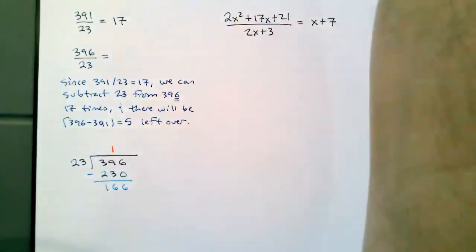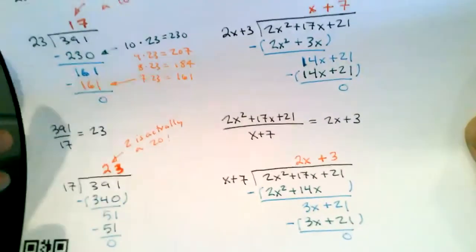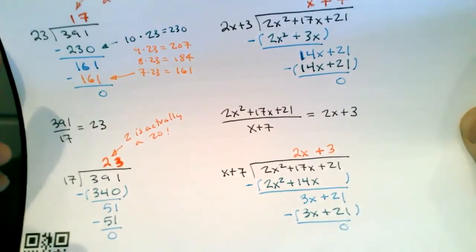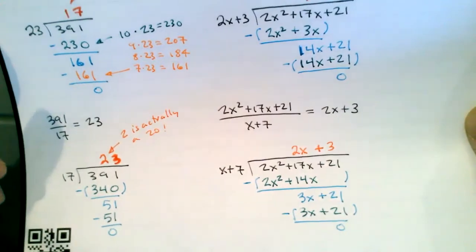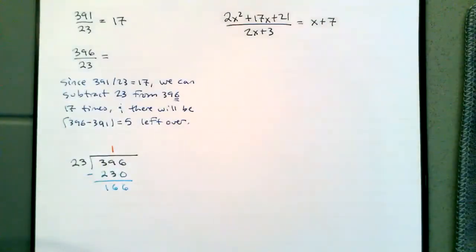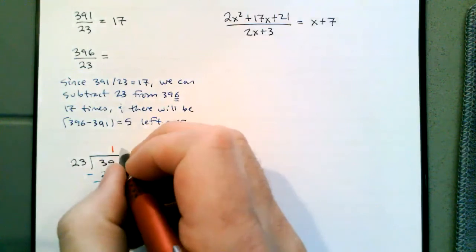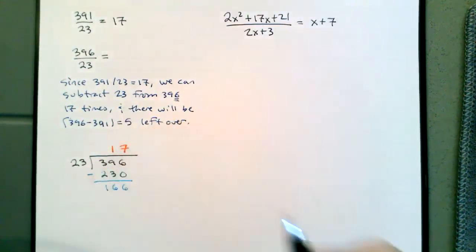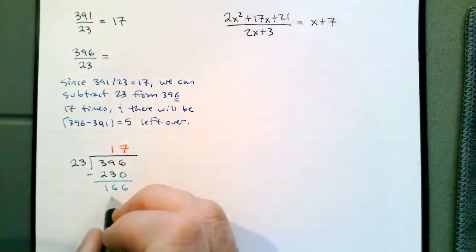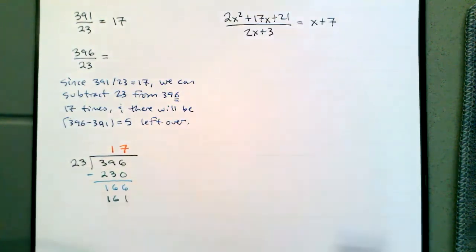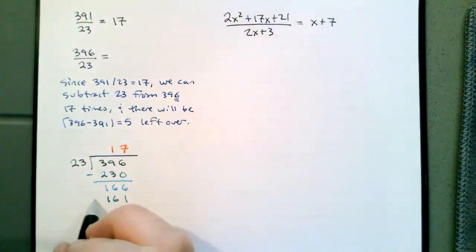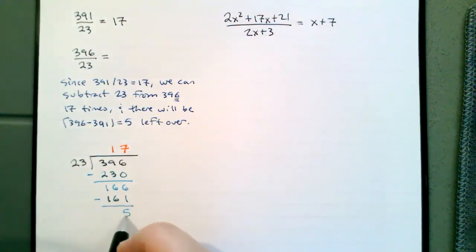If we think back to what we already have in evidence, 7 23s is 161, 8 23s is 184. We don't have a full set of 23s, so we can only subtract 7 without going negative. 7 23s is 161. And when we subtract, there are 5 left over. Now this is the remainder, because if I try to subtract any more 23s, if I try to subtract 18 23s, I'm going to end up going negative.